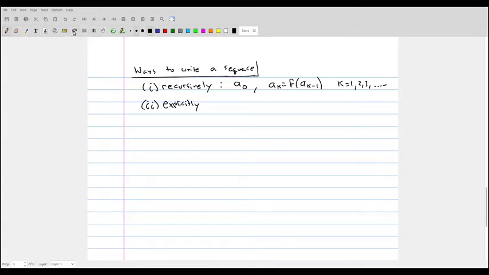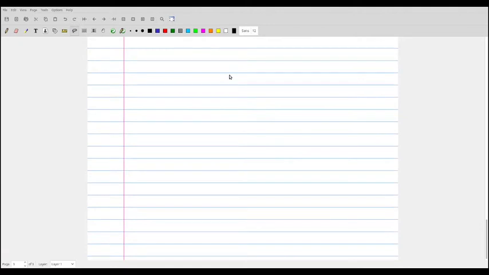And we'll deal with these recursive sequences first, and then go back to explicitly defined sequences a little bit later. So let's keep this down here for the future.